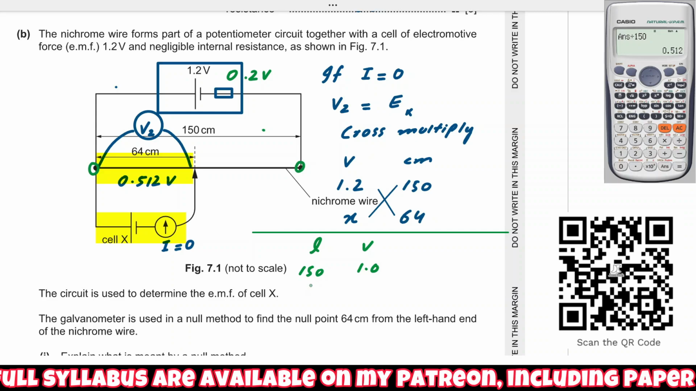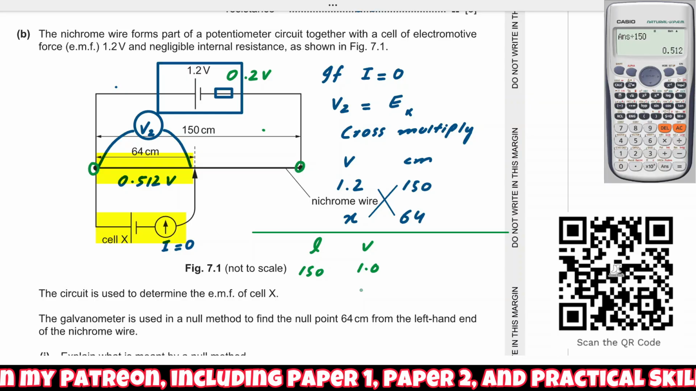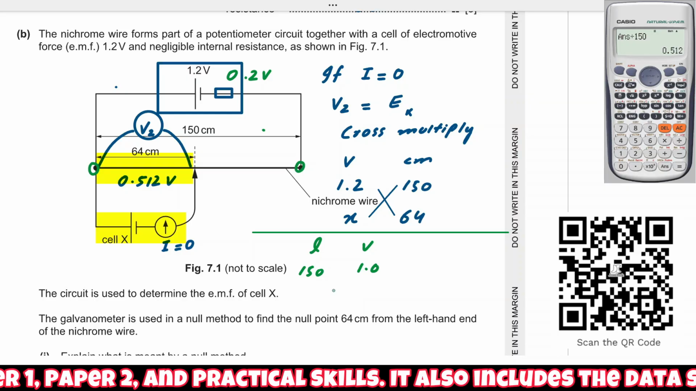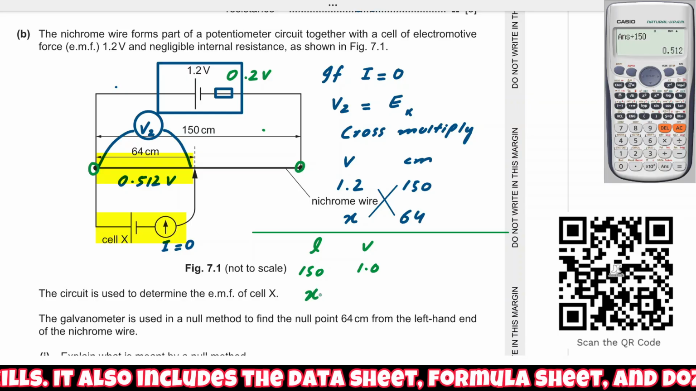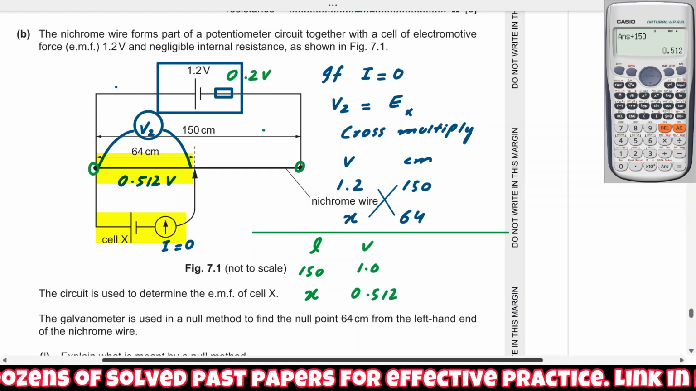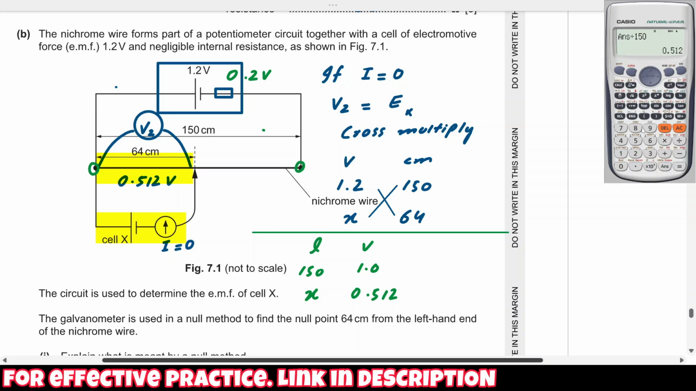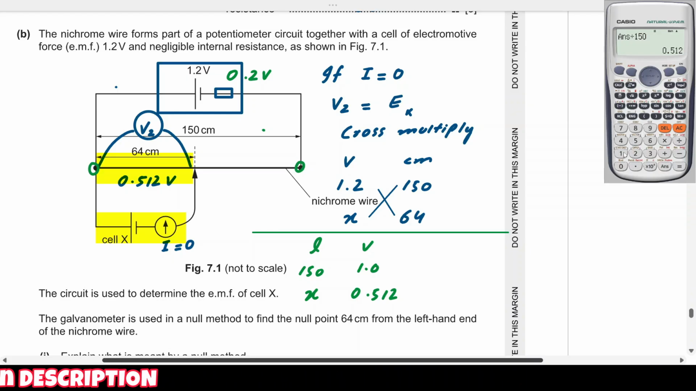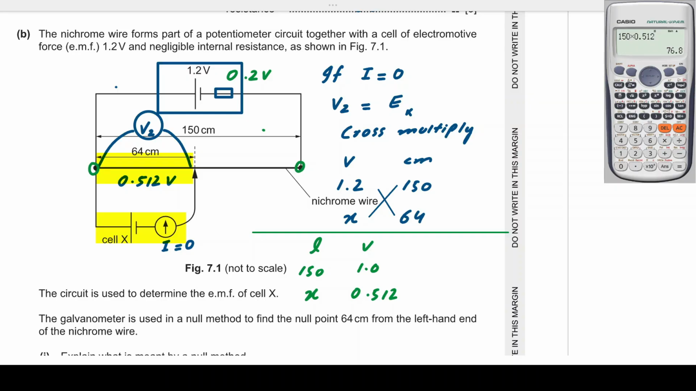Then what should be the length if the voltage is 0.512? Let's cross multiply once again. So 150 multiply by 0.512 means at a length of 76.8 centimeters. So which means the null point will now be shifted slightly to the right side.